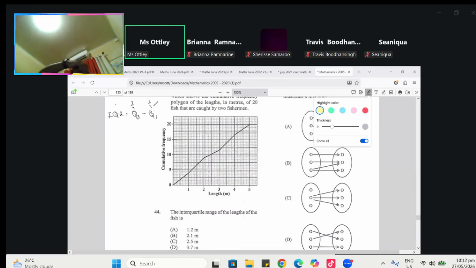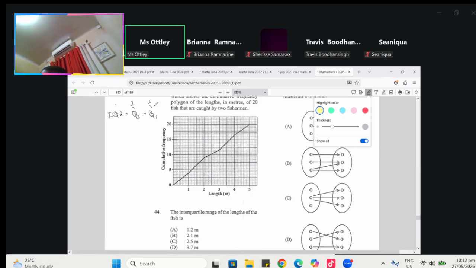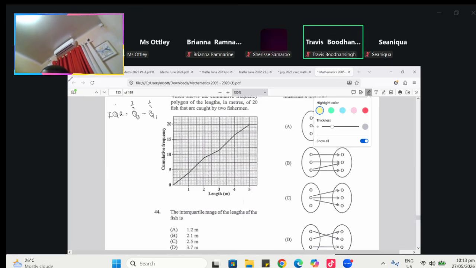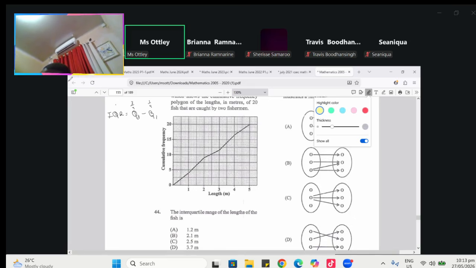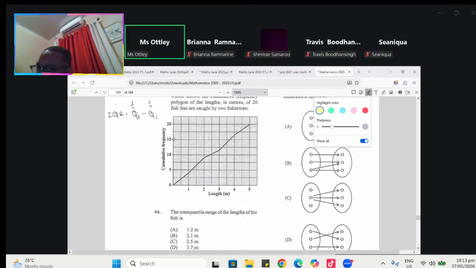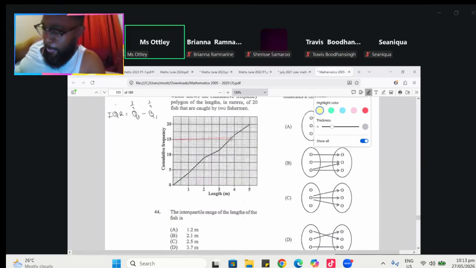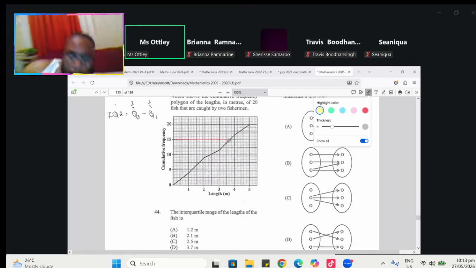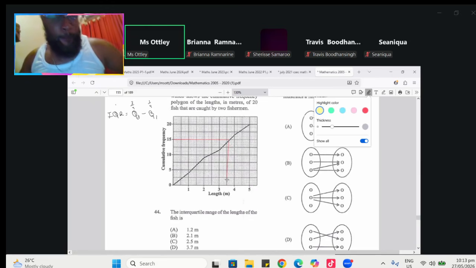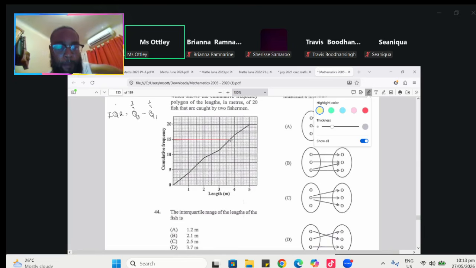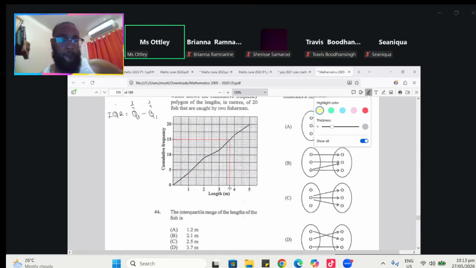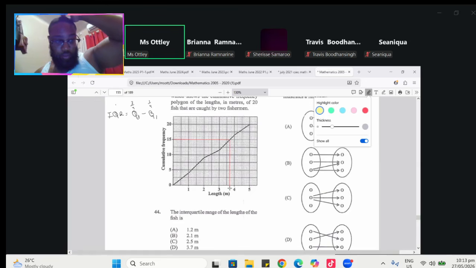All right, but what does that mean for my graph? How do I calculate that? If it's 20 and I need to find 3/4 of 20, where am I looking at? 15. So my first step would be to find 15 on the cumulative frequency, come across, touch my graph, and then come down, right? And this value would be the length that I'm about to subtract.